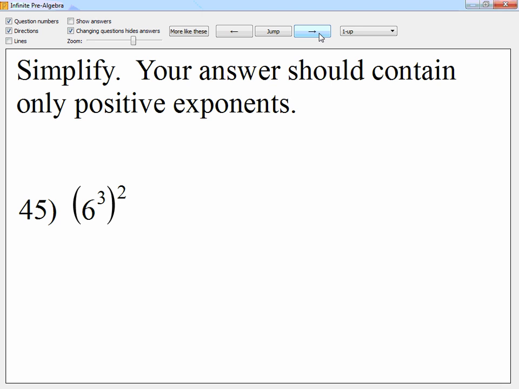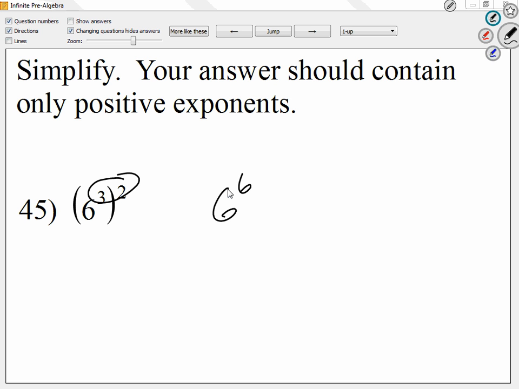Now looking at 45, I see parentheses. And then I remember this distributive property. The number on the outside multiplied to the things on the inside. We're dealing with exponents, so multiply the exponents. So I'm going to have 6 to the 6. Multiply the exponents. When you see parentheses, remember distributive property. Number on the outside multiplied to the numbers on the inside. Since you're dealing with exponents, multiply the exponents.